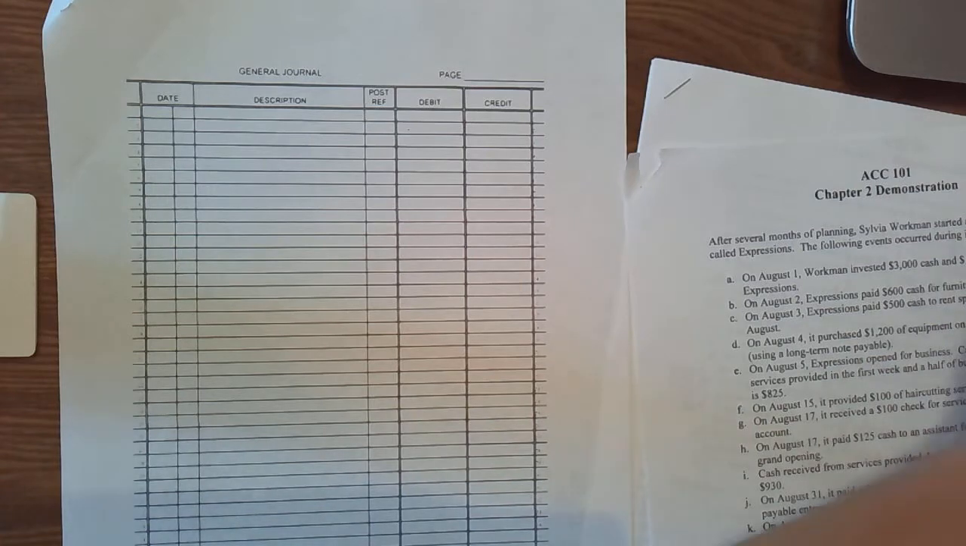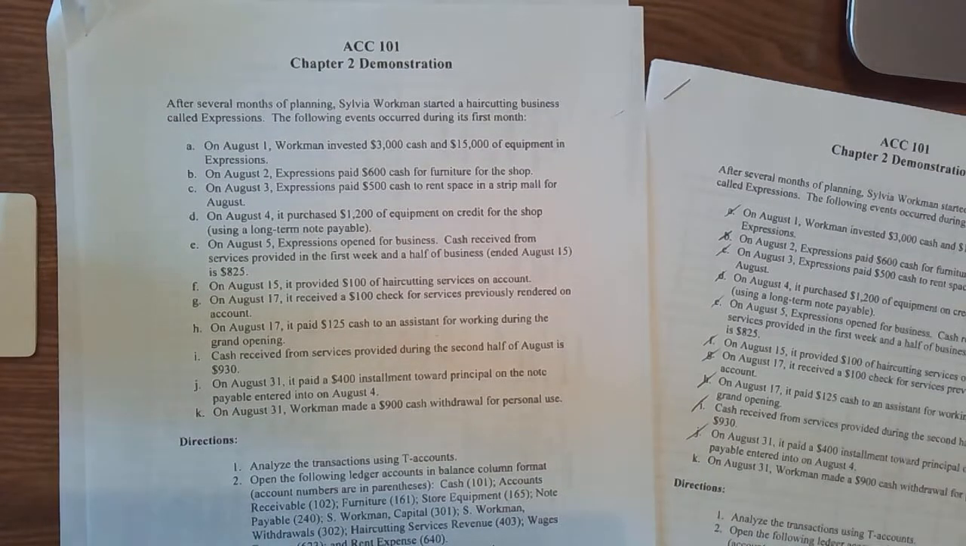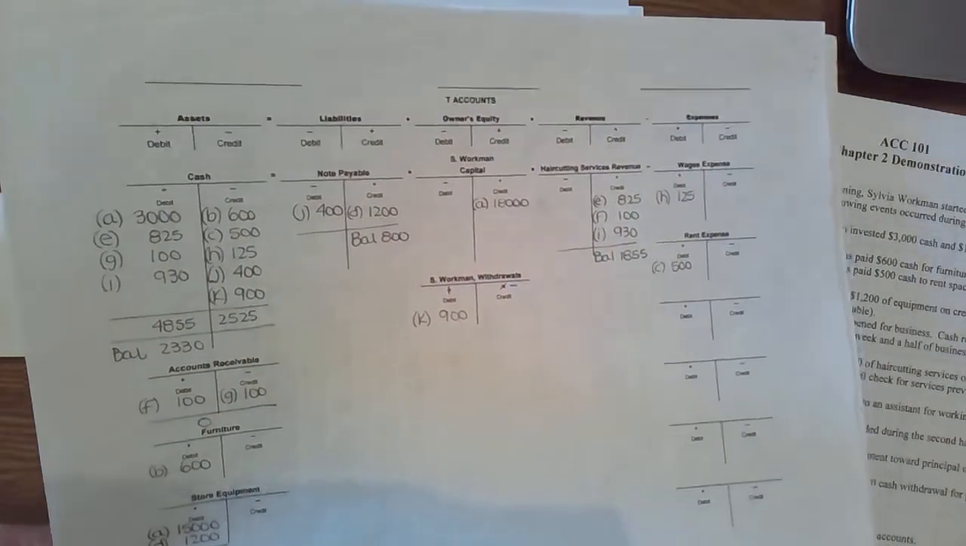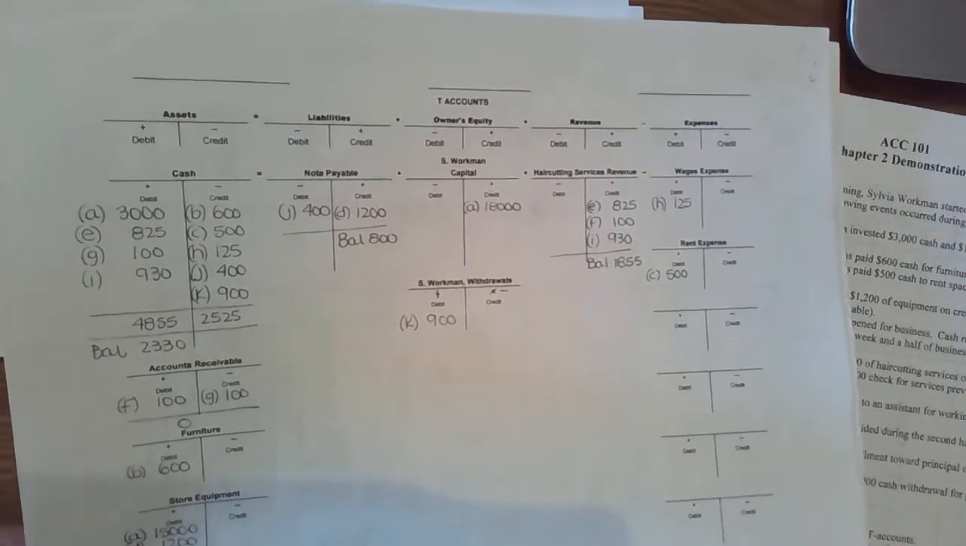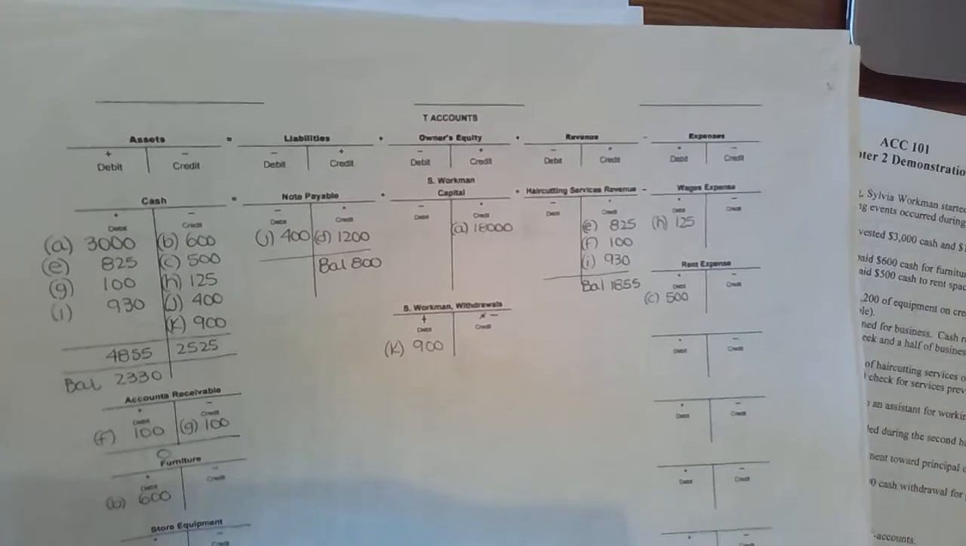So what we're going to do again is take the same transactions that we learned for the first half of Chapter 2, and put those into journal entries. This is the last time that we'll use Sylvia Workman as our example or demonstration. We're going to put those into journal entries instead of T accounts. So I'll refer back to this as we go.